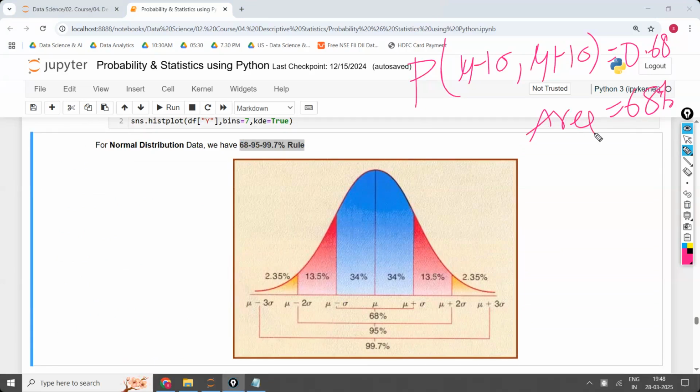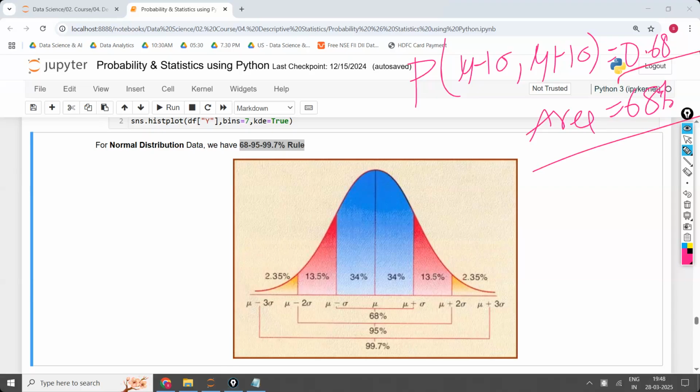So for probability we can't say 68%. Probability value always lies between 0 to 1. When they ask the question, what is the area? You tell in terms of percentage like this. When they ask the question, what is the probability? You tell like this. That is the standard notation. Basically, both are the same.